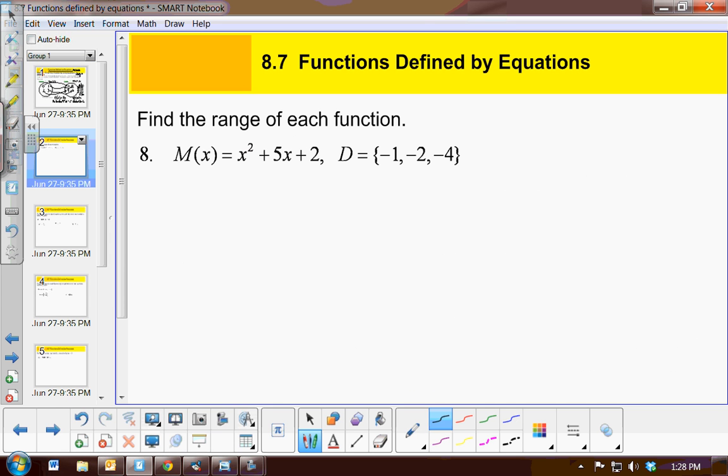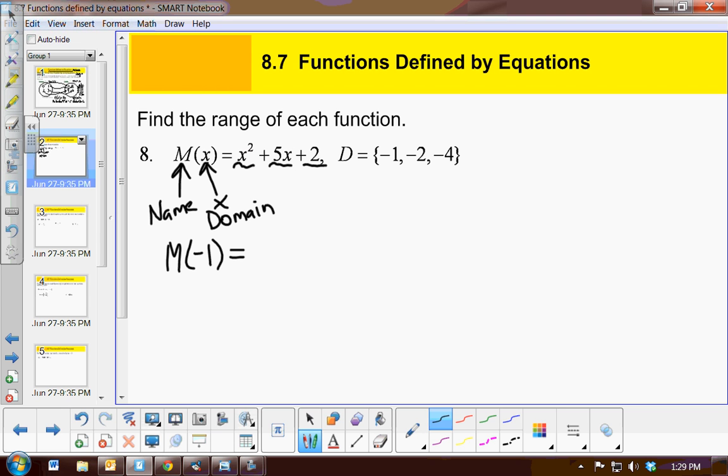So here you can see the name of my function is f. And the input value, the domain, is going to be represented by x. So that's the domain, and this is the name of the function. Now, this function is saying take the domain, square it, then multiply the domain by 5 and add it, and then add the constant 2. So let's do that for the given domains. We have 3 given domains, so we'll end up with 3 values for the range. So I'm going to take the given domain and square it, then I'm going to add it to 5 times the given domain, and then add the constant 2. So now you do your order of operations.